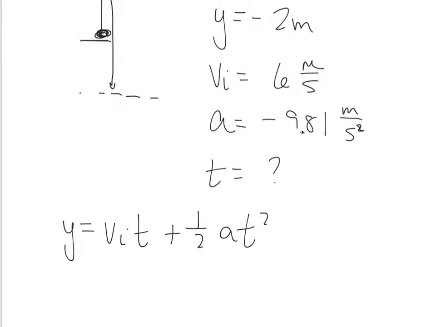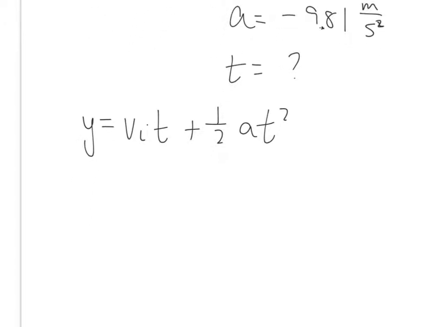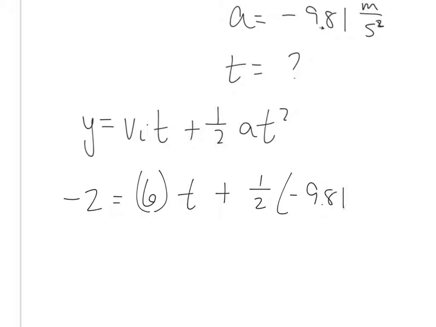Let's plug in what we know. We know the displacement is negative 2. Velocity initially is 6. Time is unknown. Plus 1/2 negative 9.81 times t squared.